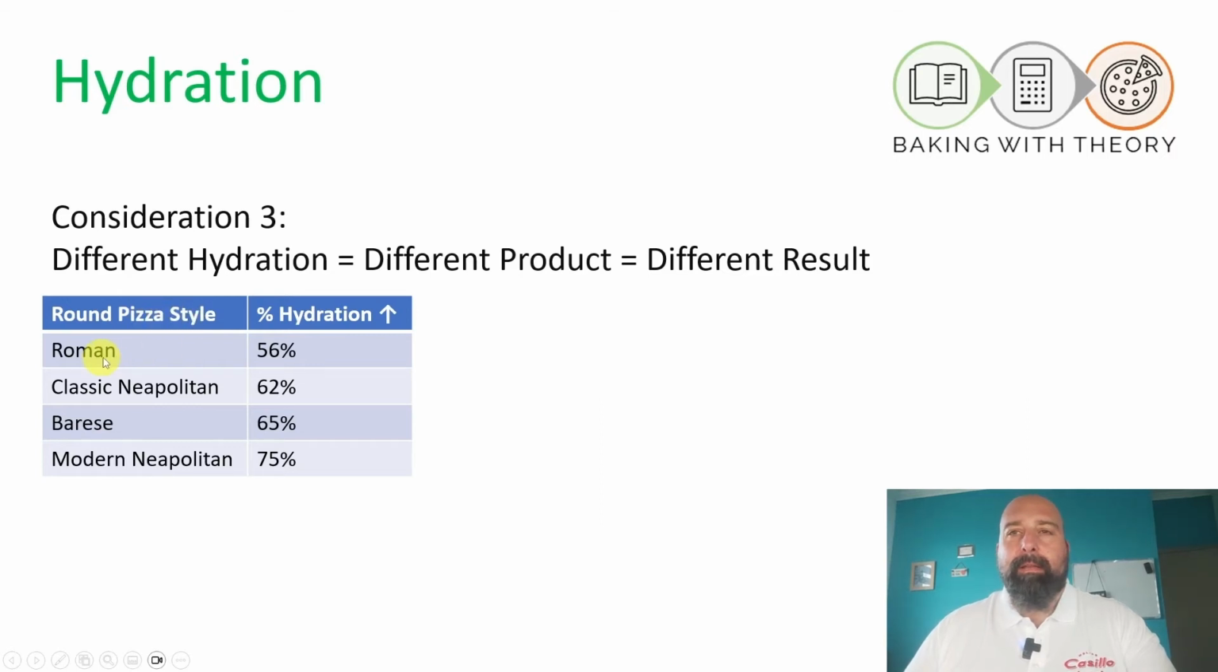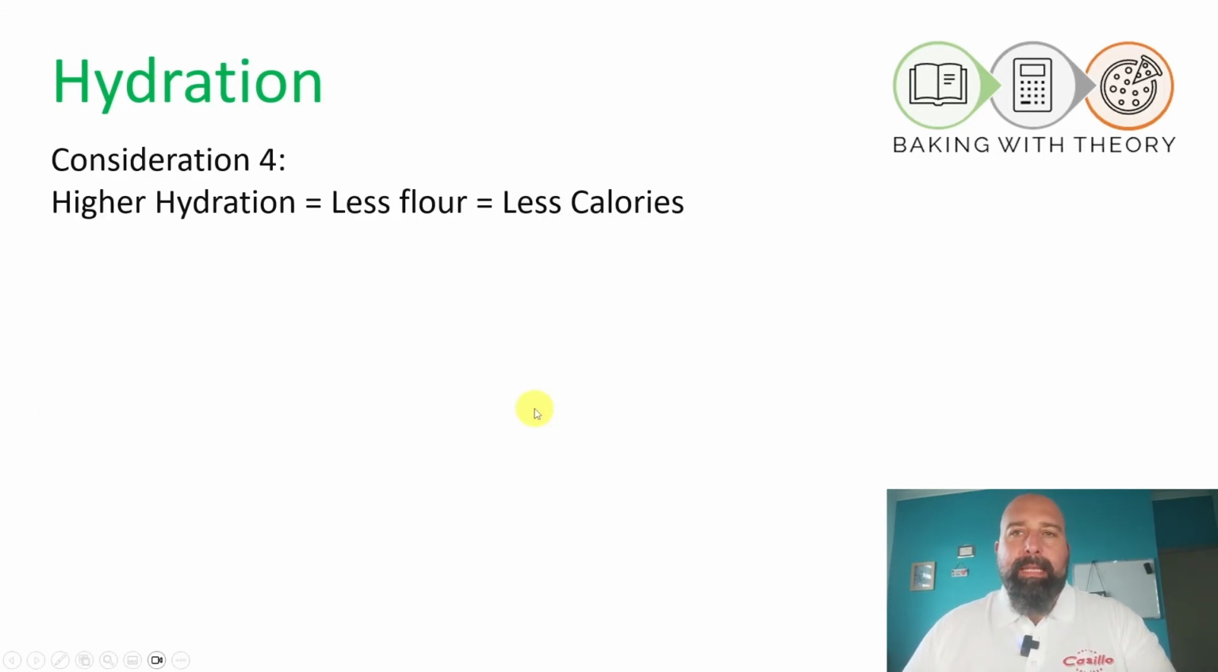For example, the Roman that has a low hydration, like 56. The classic Napolitan that is usually 62. A Barese, for example, that I'm working on this recipe recently, that I'm using 65%, and the modern Napolitan is 75. All of them have a different way to be prepared. But let us imagine that we are making a direct method to make the dough. Using different hydration, we will have different products. That is quite clear.